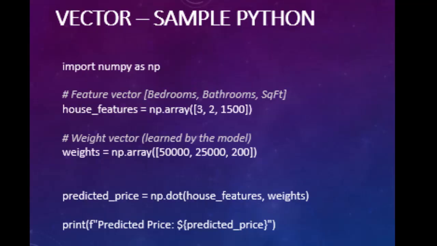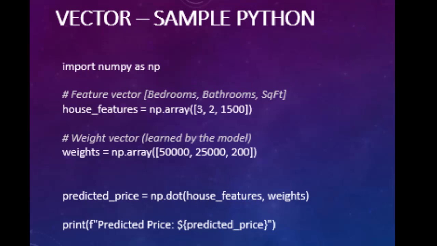So machine learning often works by turning real world information into numbers, which are features. Then it learns how important each feature is, which is the weights. It multiplies and adds them together to make a prediction, as simple as ABC. It's used in house price prediction, credit scoring, recommendation systems, basic AI models. Okay, so it's very, very, very important.